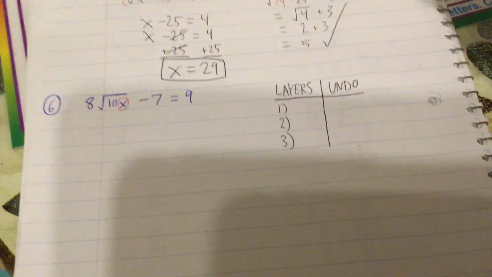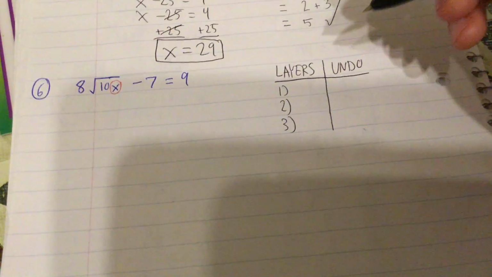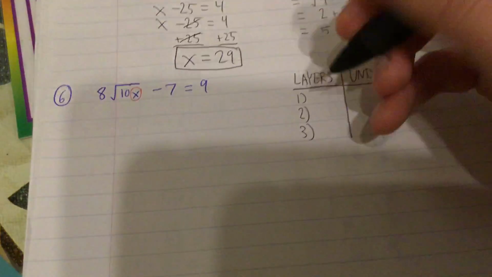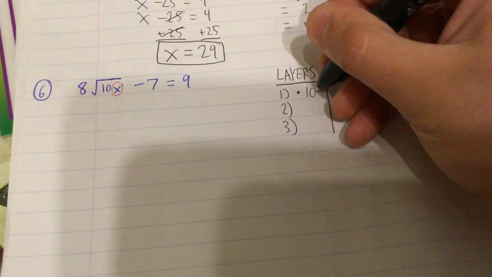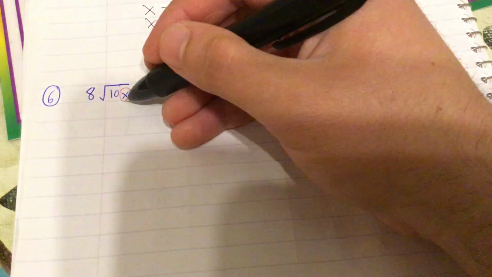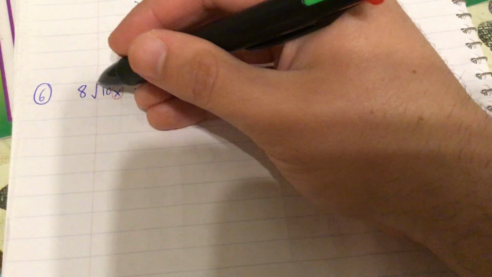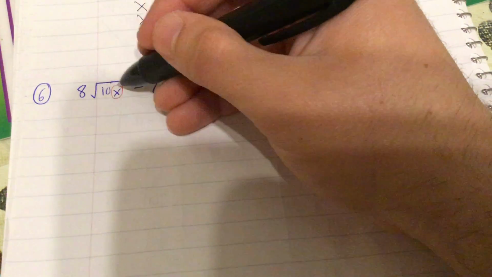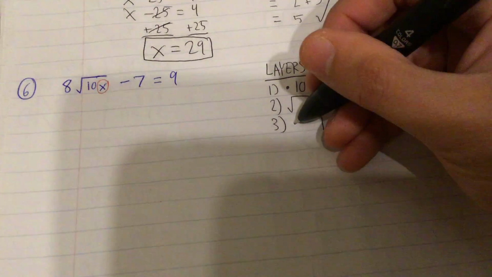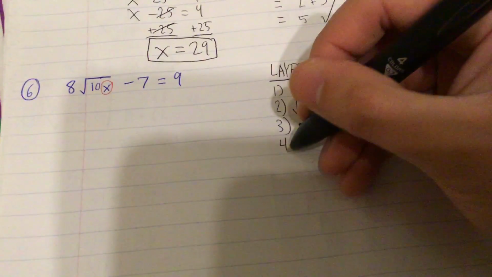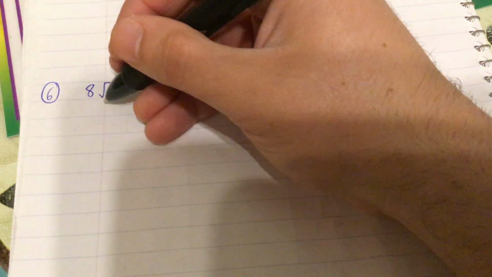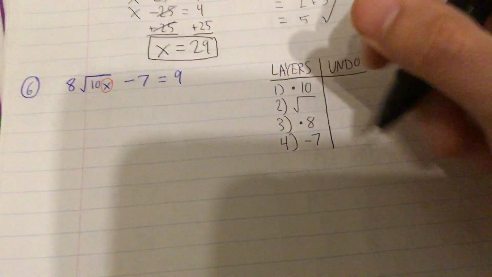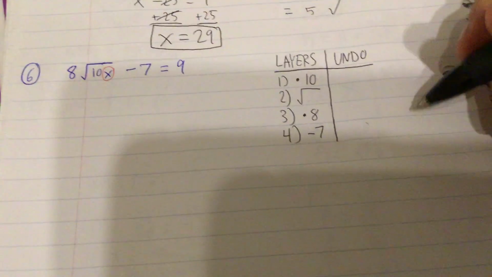Anyway, so let's do this last problem really quick. We've got x, and the first thing happening to my x is times 10. After that, x times 10 gets square rooted. That gets multiplied by 8. Oh, I thought there were only 3 layers. And then after that, x gets multiplied by 10, then square rooted, then multiplied by 8, and then subtracted by 7. 4 layers. Let's undo the layers upon x.